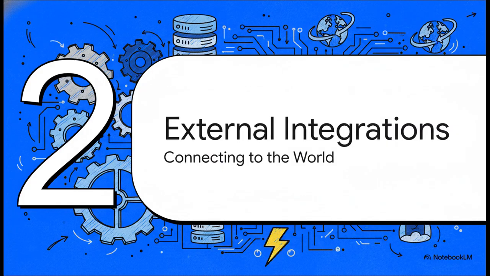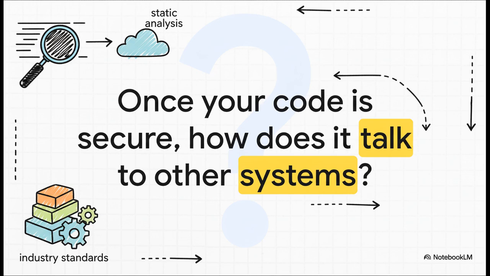All right, so our code is clean, it's verified, it's solid. Awesome. But let's be real, no application is an island. It has to talk to other services, right? And that's our next big topic. How does our PHP app connect to the rest of the world? This is all about external integrations. I mean, think about it. Your code is secure, but how does it actually talk to anything else? It needs to pull data from an API, maybe ping another microservice, or connect to who knows what out there on the internet. How do we make that happen and not have it break all the time?